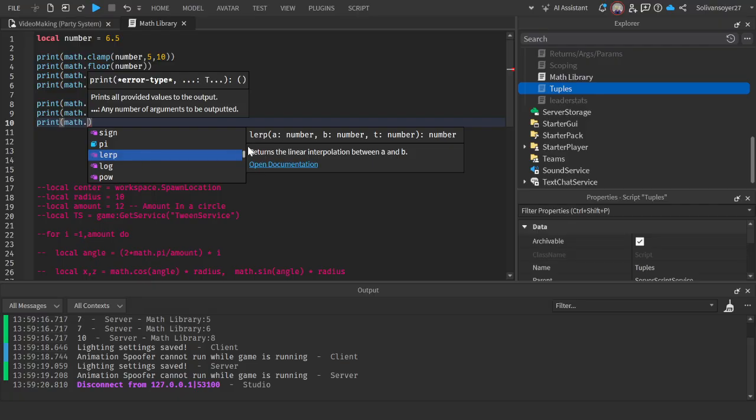This lerp, this is a great math function. This deserves a whole new video, honestly. So bear with me, this is a pretty advanced one too. This deserves a whole new video. This will drag on the video for a while.